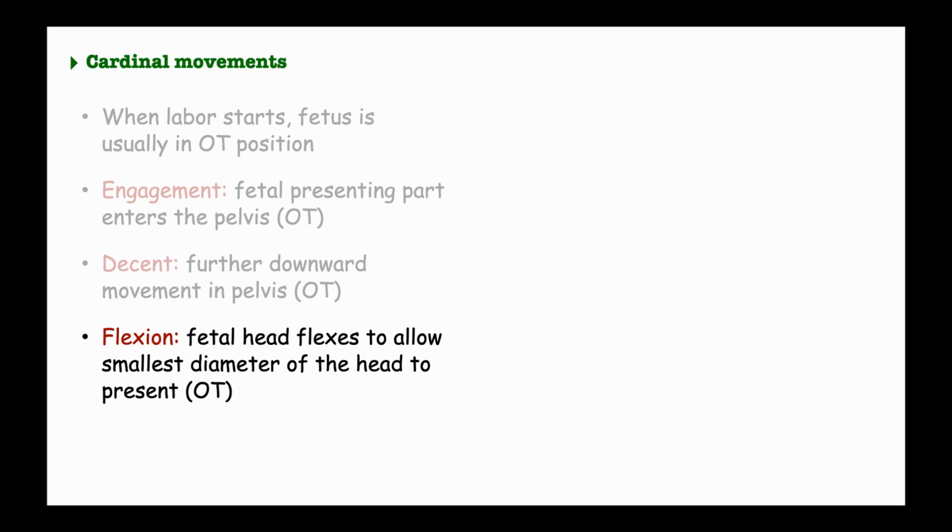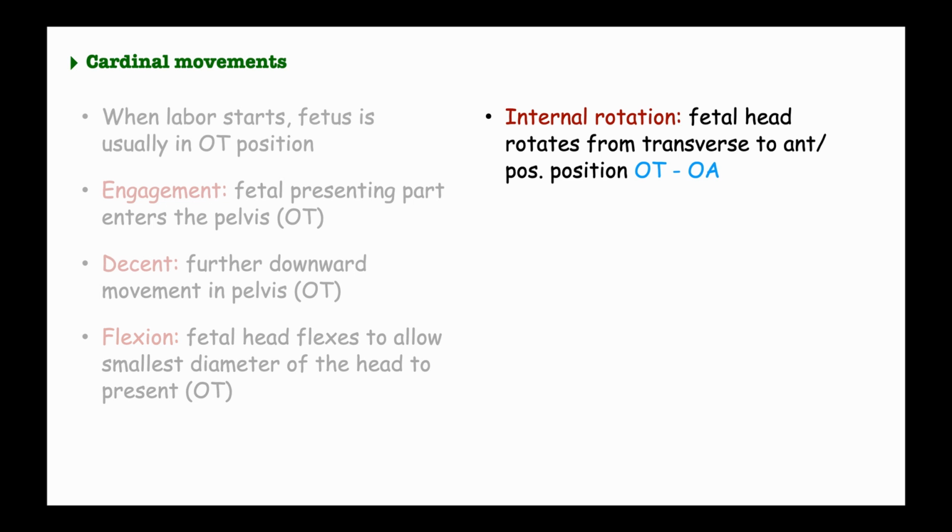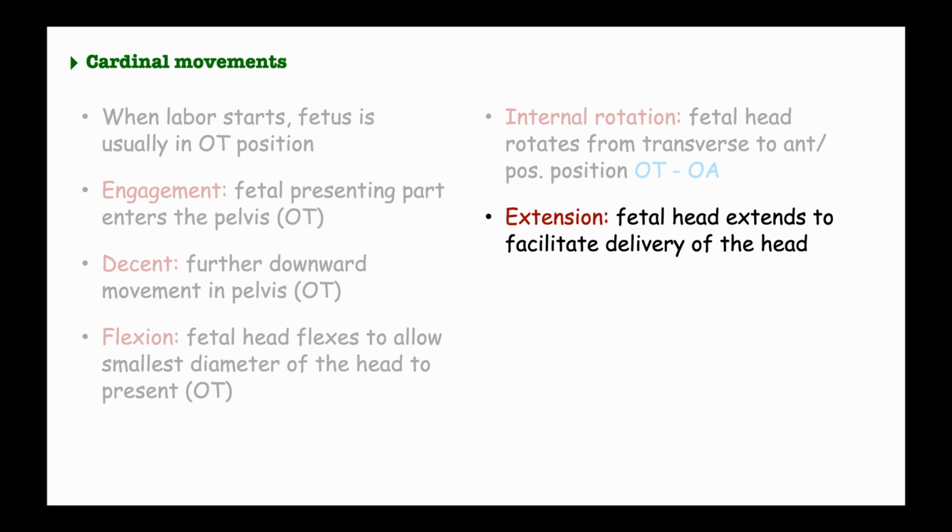It is still in the occipitotransverse position, but something happens over here. We see that right after flexion, there is internal rotation of the fetal head, which allows the fetal head to rotate from the occipitotransverse position into the occipito-anterior. Now, the next step is the extension of the fetal head. So the fetal head extends to facilitate the delivery of the head.